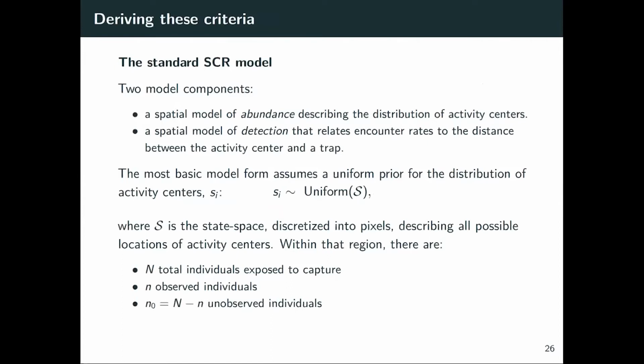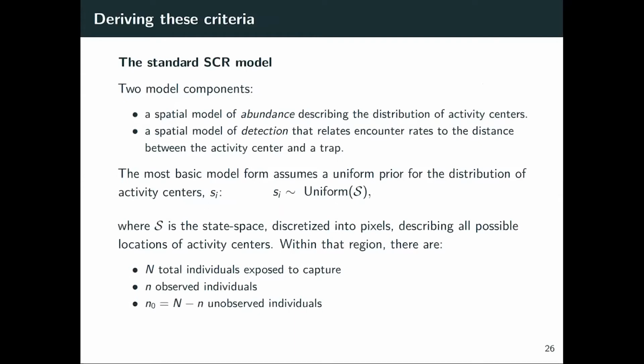So in order to derive these criteria, we start with a standard oSCR model. This is something we've looked at several times so far. There are two model components: a spatial model of abundance describing the distribution of activity centers, and a spatial model of detection that relates encounter rates to the distance between the activity center and a trap. These should be quite familiar to you at this point.